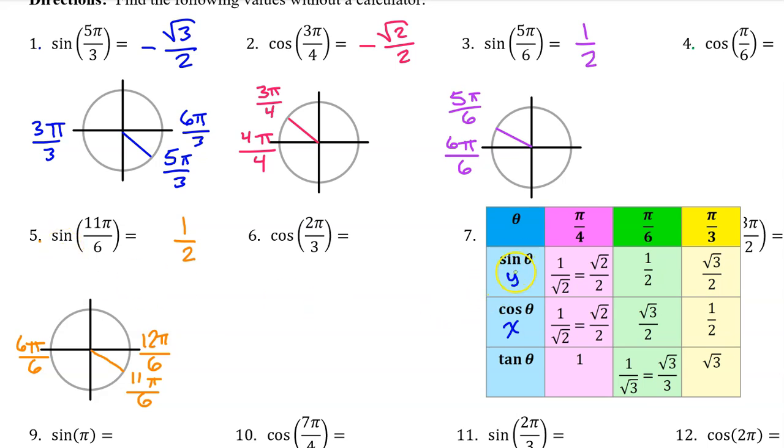Sine is the y value on the unit circle, and y values are negative in the fourth quadrant. So the answer is negative 1/2.